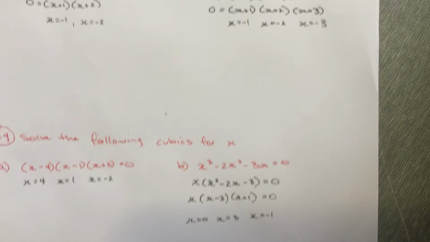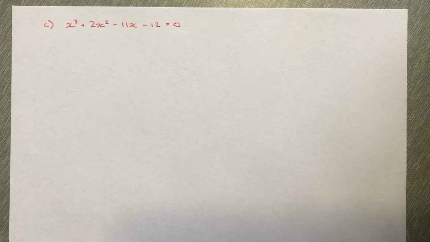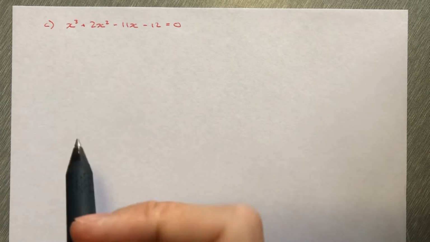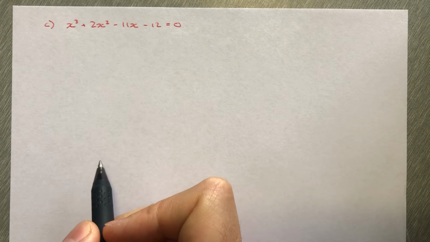Now this next one is going to be the last one we do in this exercise, but we're going to put the whole process together. We're going to use the factor theorem so we can find a factor, and then we're going to use long division so we can find more factors. Okay, so firstly, I want to find that factor.